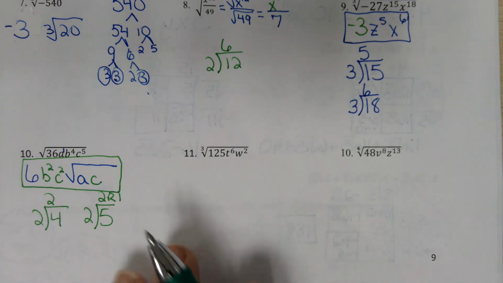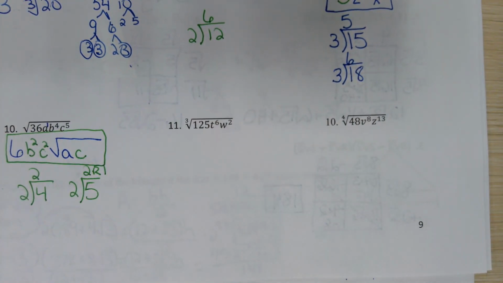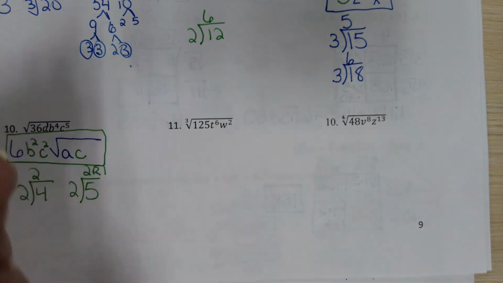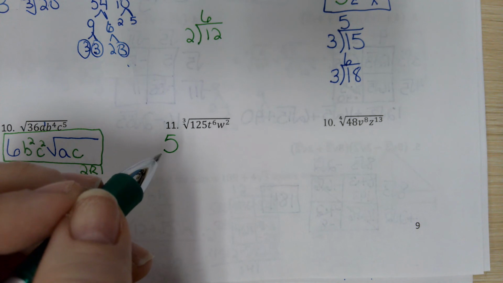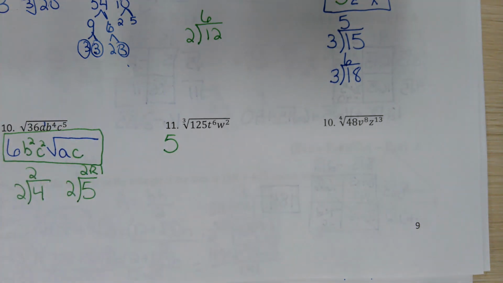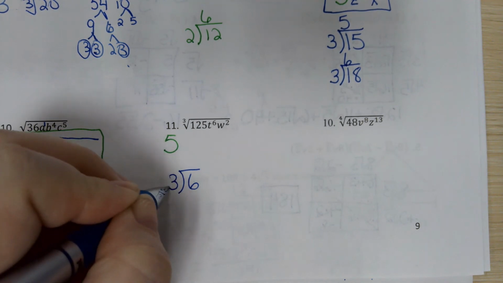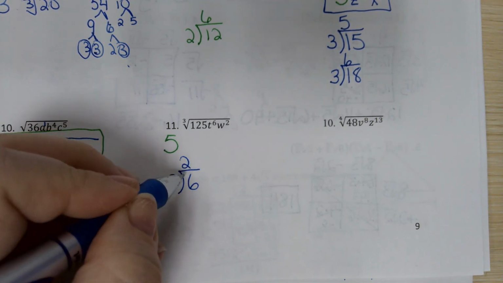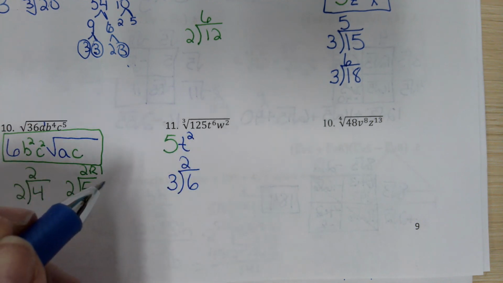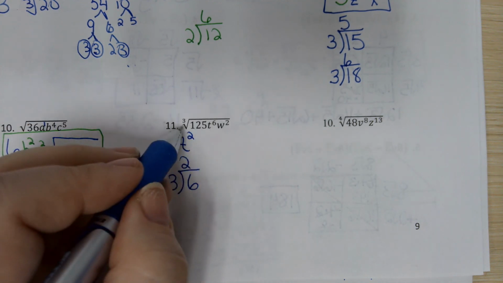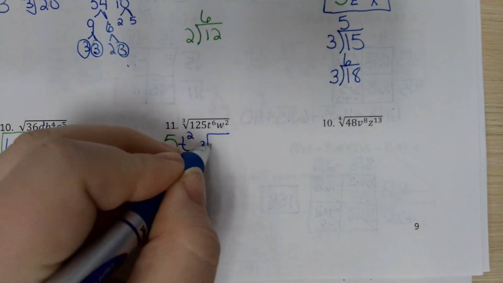For number 11, if I type the cubed root of 125 into my calculator, I would get 5, or you could do a factor tree and see there's no remainder. Now the exponents, I need to do 6 divided by 3 goes in twice with no remainder, so t squared will get to come out and join the 5. Since 2 is already smaller than my index, w squared will remain inside.